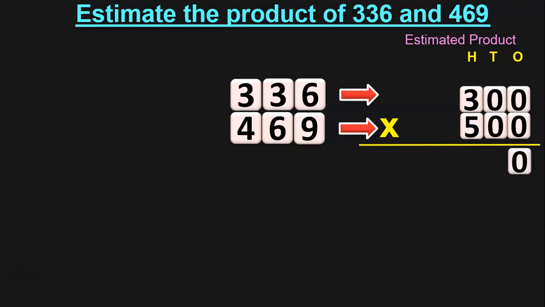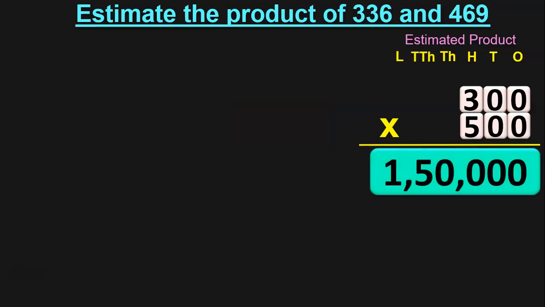Ones and tens place is having a 0. So add 0 in the ones place, another 0 in the tens place, and multiply by 5 now. 5 into 0 is 0. 5 into 0 is 0. 5 into 3 is 15. So you get the answer to be 1,50,000. So the estimated product is 1,50,000. Let us find out the actual product and see if it is closer to our estimation.